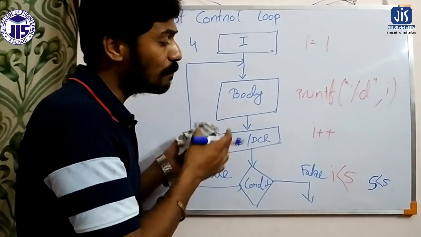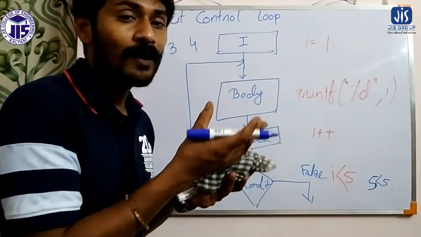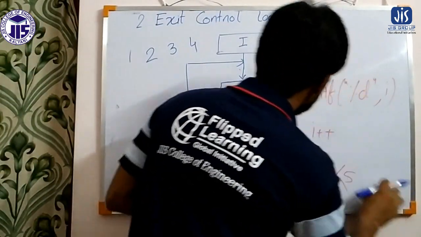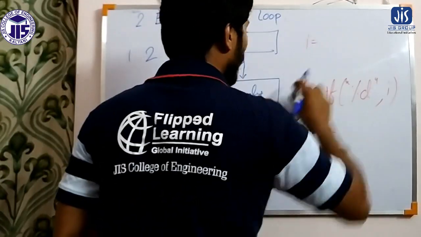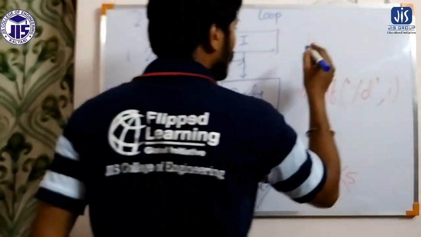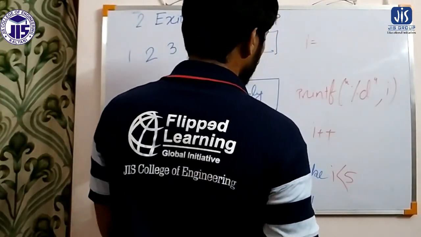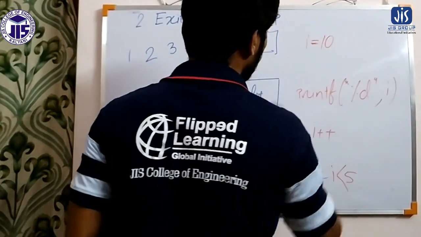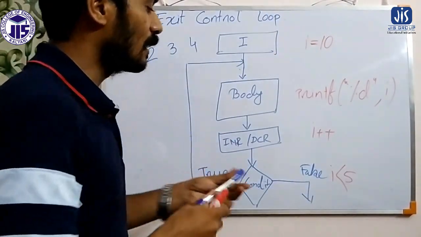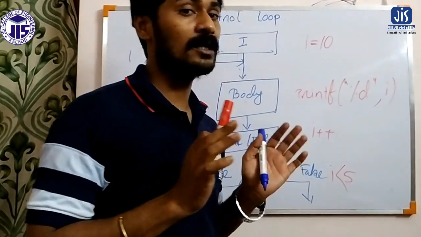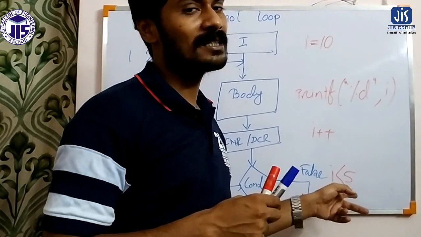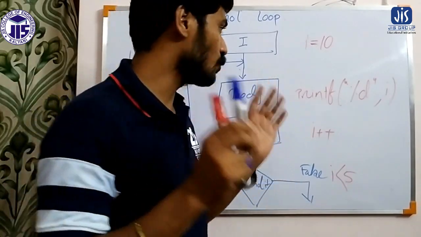The working principle is same. But what is the difference between entry control and exit control? That you will understand if I take the value of I as 10, for example. That's the same example we have considered in the entry control also. The value of I is 10 and the condition is I less than 5, that means the condition is false. So let us see what happens.